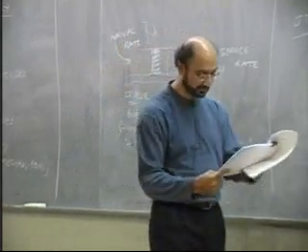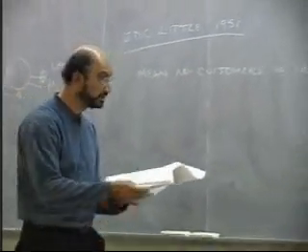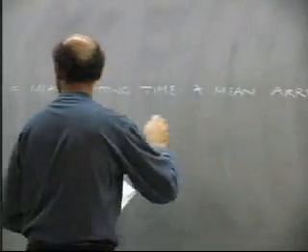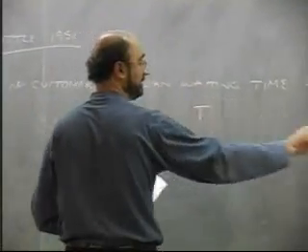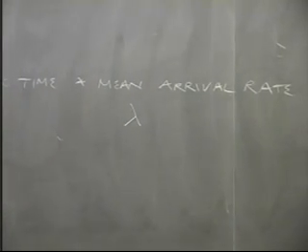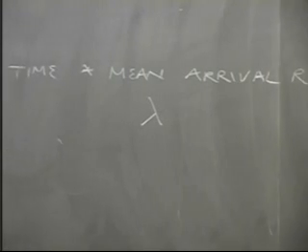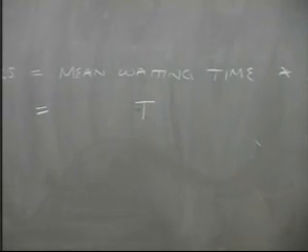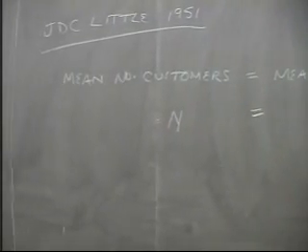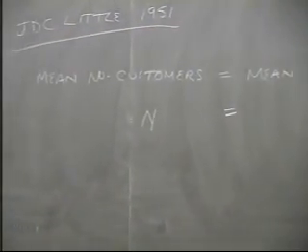So let me first put in a little bit of notation to make it easier for me to write. I'm going to denote the mean waiting time as t, the mean arrival rate is lambda, and we'll call n the mean number of customers, and we can just write that n equals t lambda. Okay. So let me do one example, and then we'll take a break, and then we'll do another example.